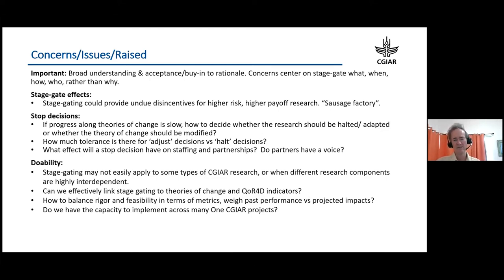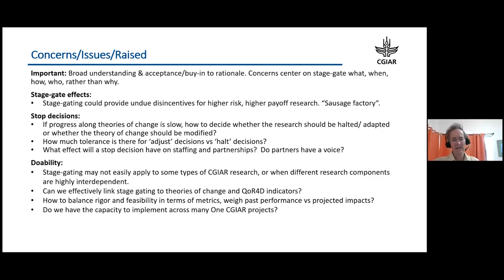I think the perception from the donors is that we always choose the adjust decision and not halt decision enough. And what effect will a stop decision have on our staffing and the CG and partnerships? And in fact, do partners have a voice in the stage gating process themselves, because they will be quite affected by these decisions? On doability, there's a long list of things that are challenging, but here's just some of them.